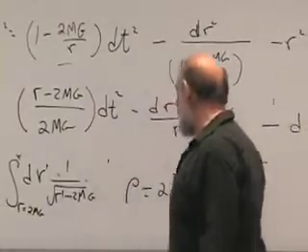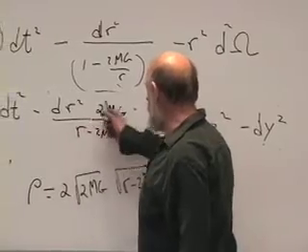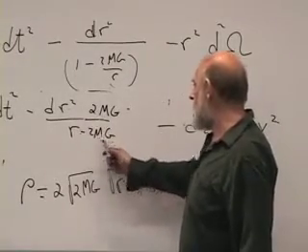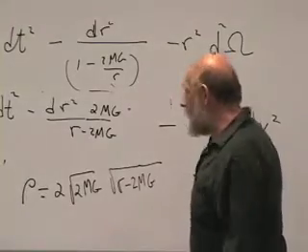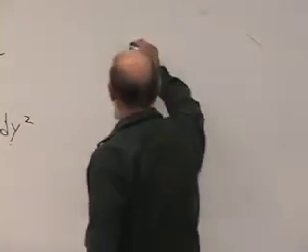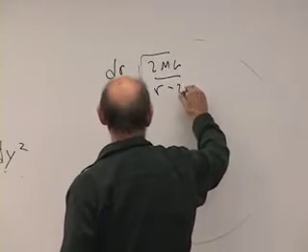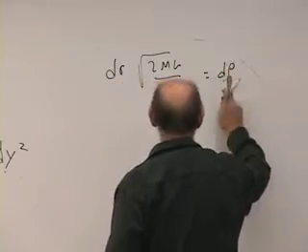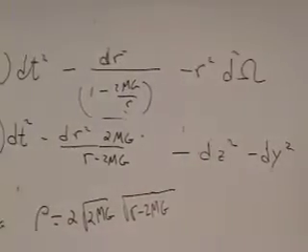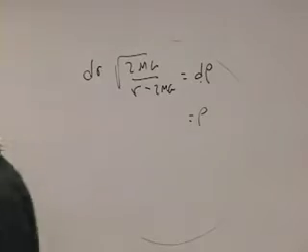Simplify this way. The next step was to compute the proper distance that corresponds. In other words, really simply stated, it was just setting dr squared over 2mg times r minus 2mg equal to d rho squared and figuring out what rho is. Let's just think of it that way: dr times the square root of 2mg over r minus 2mg equals d rho. That's the definition of d rho. I took the square root of this, square root of this, square root of this. And then I integrated to find out that rho was nothing but, where is it? Here it is.